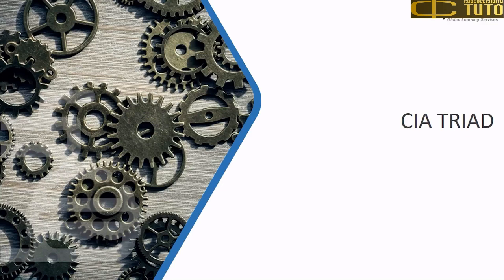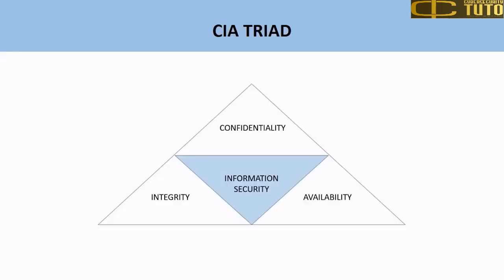Let us now discuss the CIA triad, also called the Confidentiality, Integrity, and Availability triad. The CIA triad, short for Confidentiality, Integrity, and Availability, is a model designed to provide companies and organizations guidelines to help them create their security policies. Cybersecurity involves protecting data and information from unauthorized access, deletion, or modification to provide confidentiality, integrity, and availability.